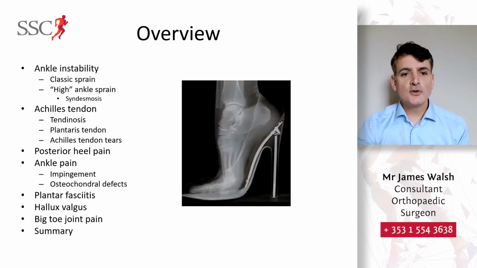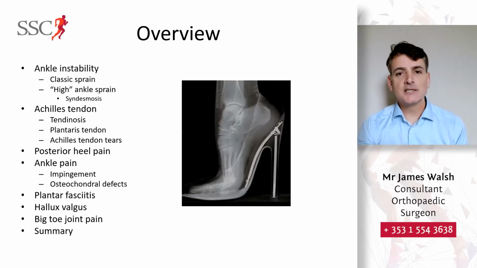So just to give you an overview, we're going to start off with ankle instability, probably the most common thing that happens in foot and ankle surgery. I'm going to talk about classic sprains, high ankle sprains, which really refers to a thing called the syndesmosis that I'll explain in a few minutes. Then we're going to move to the Achilles tendon and talk about tendinosis or inflammation of the Achilles tendon.